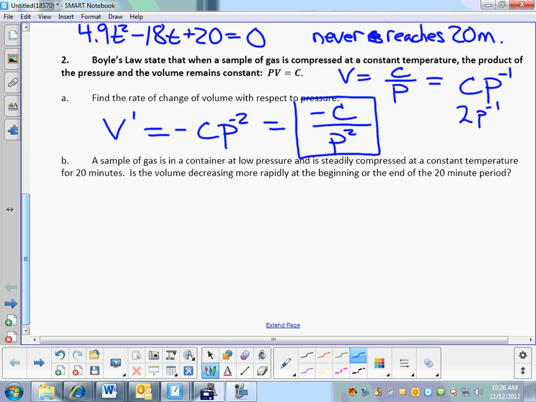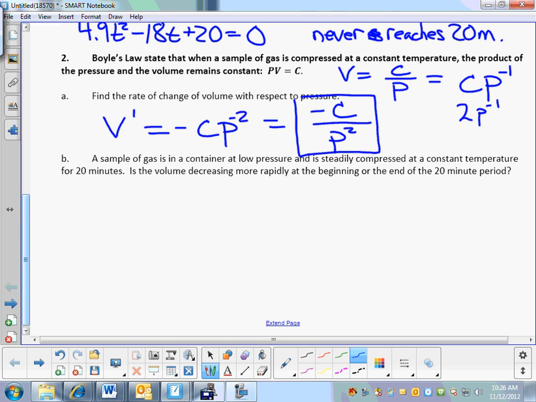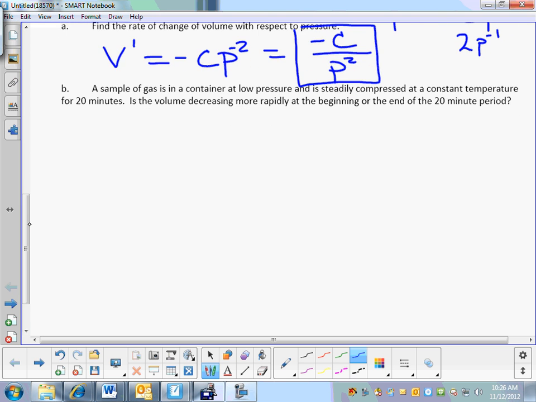If you want to know the rate of change of the volume, you simply take negative C and divide it by whatever the pressure is squared, and that will tell you the rate of change of the volume. Now, let's try to understand the more difficult part. A sample of gas is in a container at low pressure and is steadily compressed at a constant temperature for 20 minutes. Okay? So it's steadily being compressed. So it's like a balloon. You're pressing it closer and closer and closer together, okay?